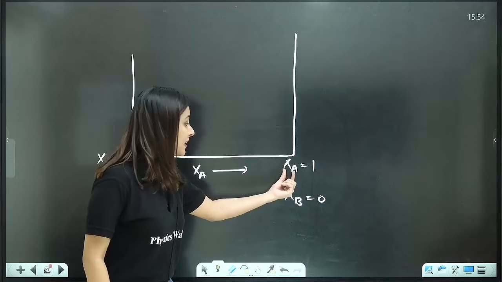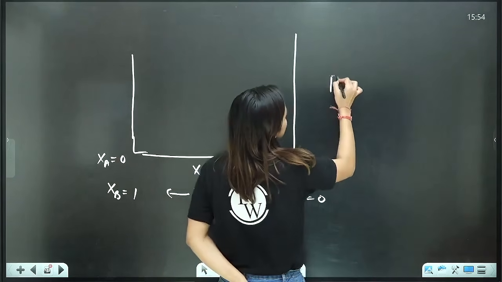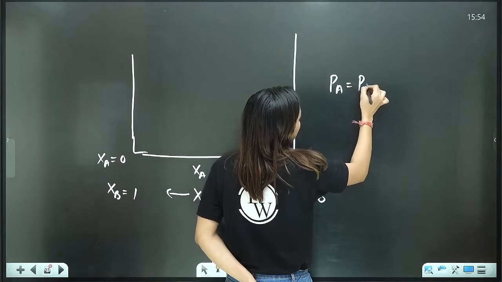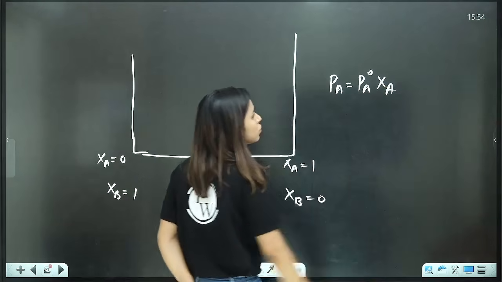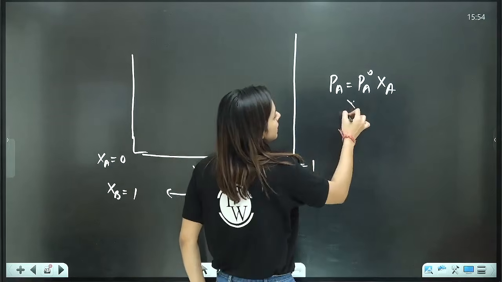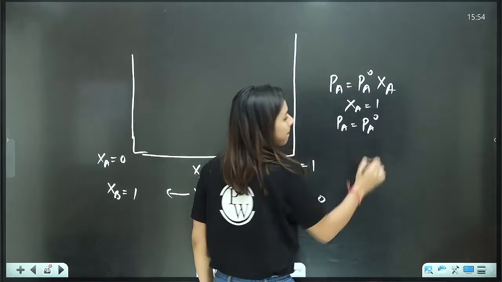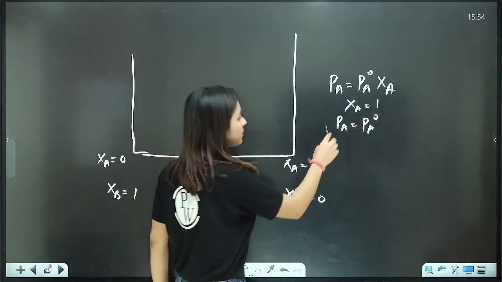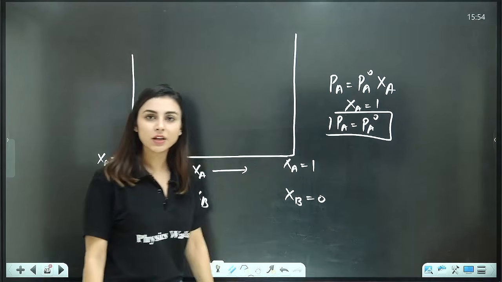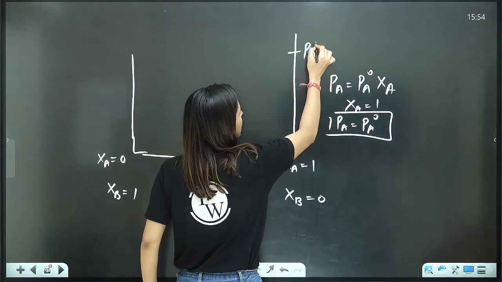Now, if XA is equal to 1, remember Raoult's law. Raoult's law said that PA is equal to PA naught XA. My dear students, if XA is equal to 1, then we can say that PA is equal to PA naught. Perfect. When XA is equal to 1, let us say this is PA naught.